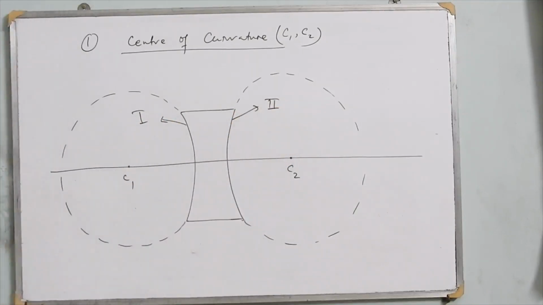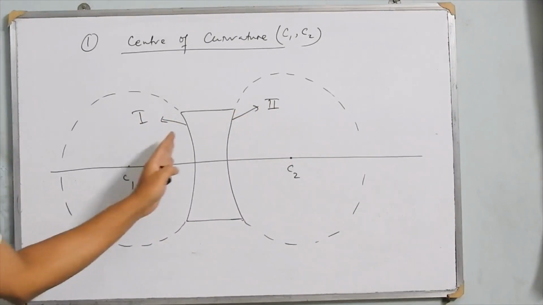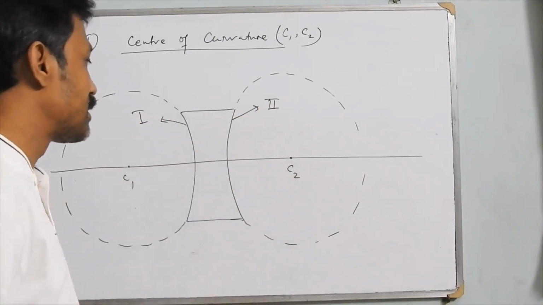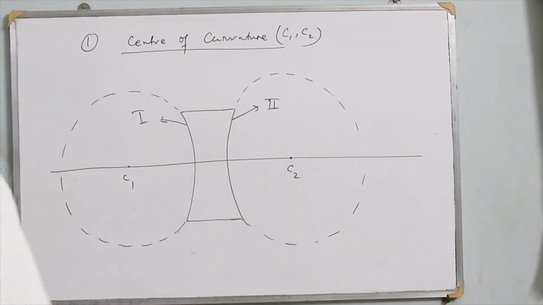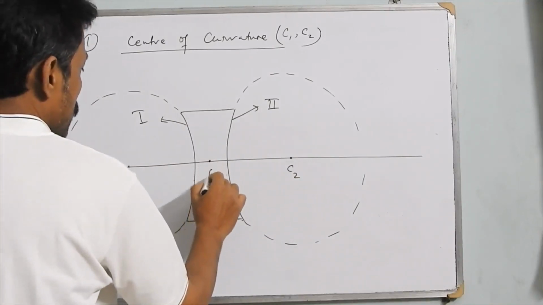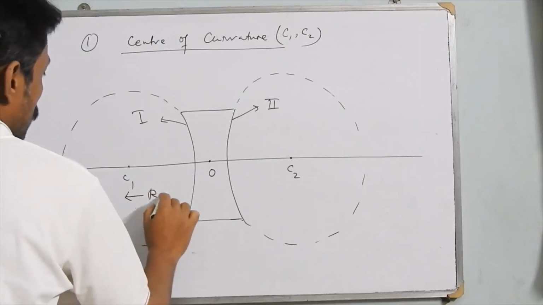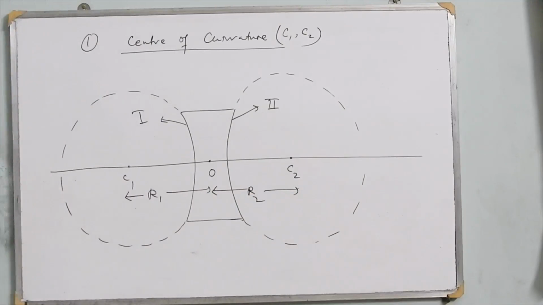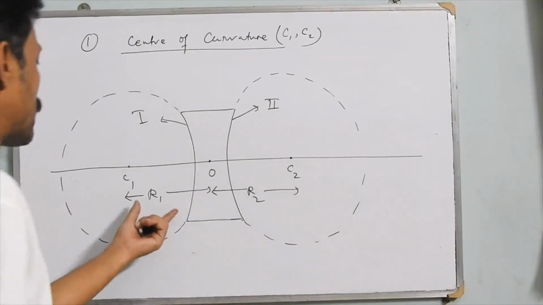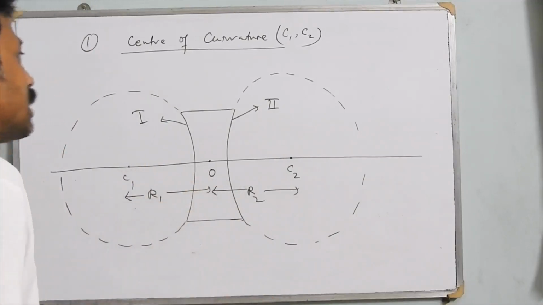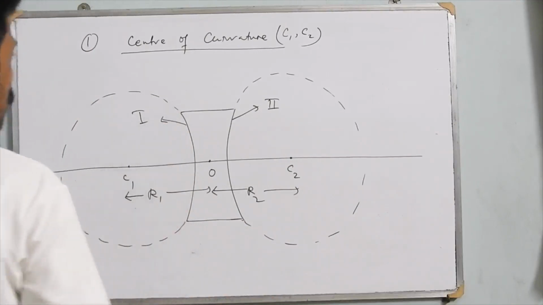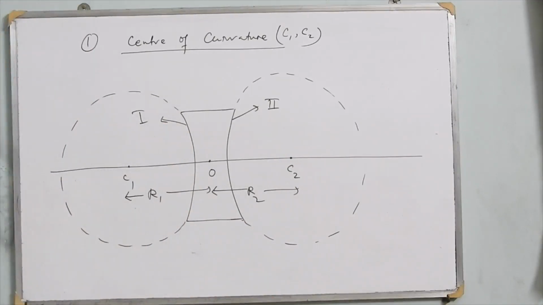So now, unlike the convex lens, the left surface has its center of curvature on the left and the right surface has its center of curvature on the right, and their distance from the optical center is called the radius of curvature. C1 and C2 are the centers of curvature, R1 and R2, that is OC1 and OC2, are the radii of curvature of the concave refracting surfaces.